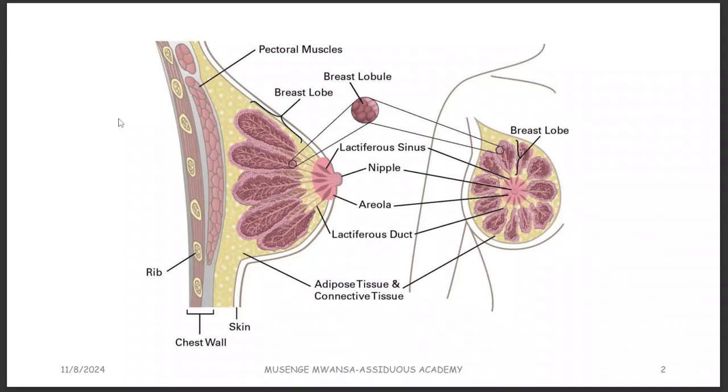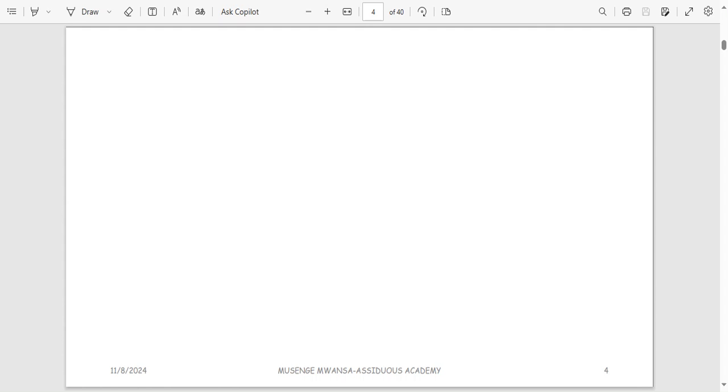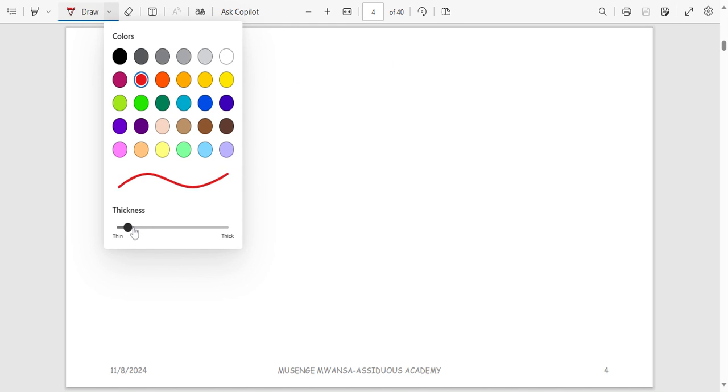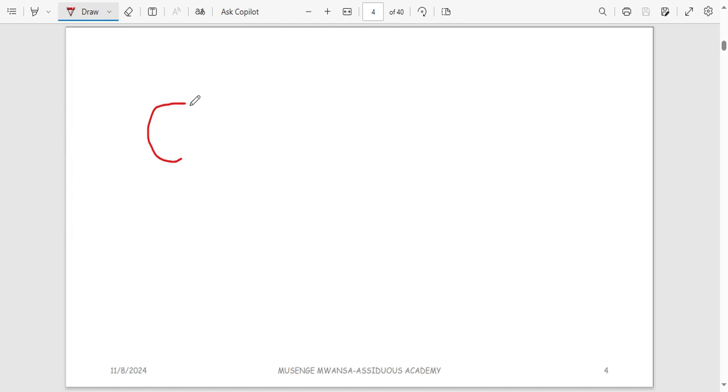The first thing that we should take note of is that the breast is an accessory sweat gland. And as we know, glands have two parts. For every gland, there is a part that produces what that gland produces, and then there's a way of conducting the product. So this part that produces what the gland produces is known as the secretory portion.